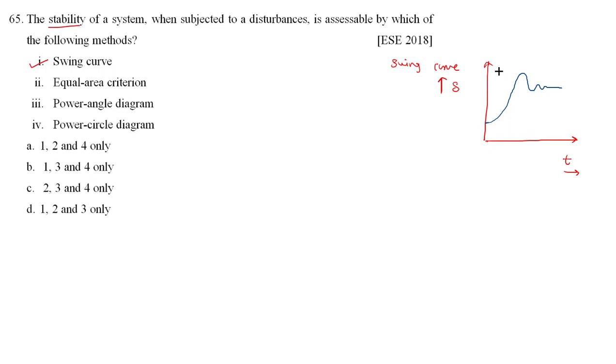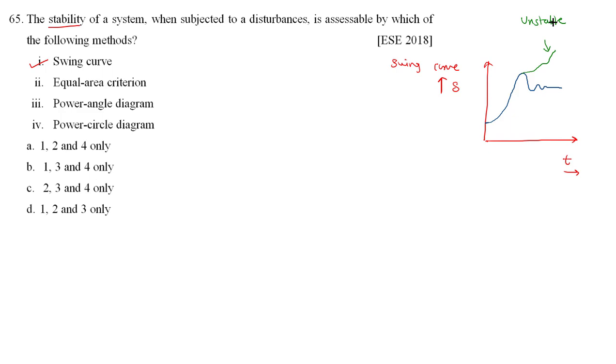But suppose after this point delta increases to a very high value. Then in that case your system will be unstable. So for steady state we say that delta should be less than 90 degree. For transient, delta can be greater than 90, but it has to be stabilized. It should not go to a very high value.